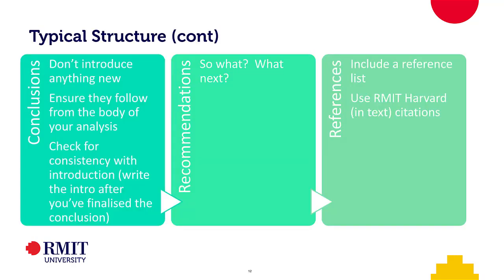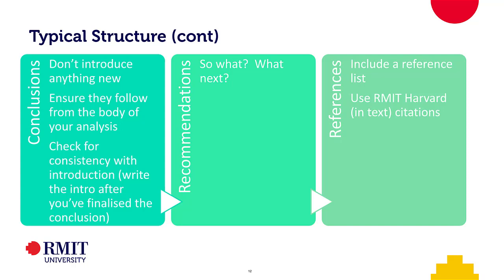As you draw towards the end, you need to have a clear conclusion. Your conclusion, I've mentioned this before, mustn't introduce anything new. It needs to follow from the body of your analysis. So I want you to continually be thinking, if you want to put something in the conclusion, do you have something in the analysis that supports it? And conversely, if there's something in the analysis that doesn't go anywhere, perhaps you can cut it, or perhaps you need to go deeper. So check then for consistency with your introduction as well.